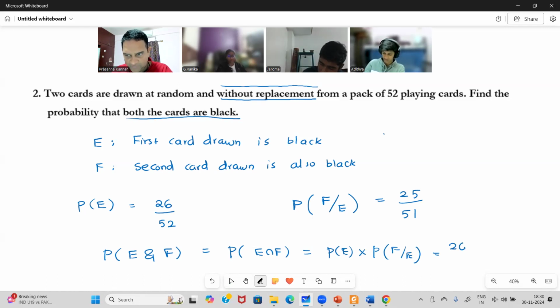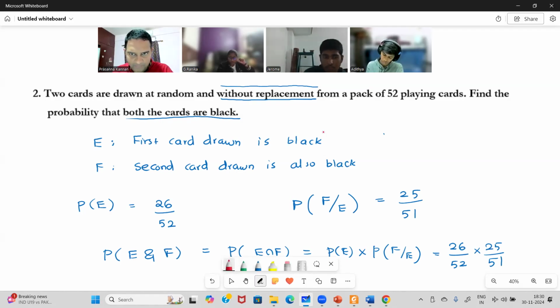Yes. So what is it? 26 by 52 multiplied by 25 by 51. Have you been observing, Jerome? Sir, I didn't understand how is it dependent, sir? Okay, I'll come to that. So it is 1 by 2. So the answer is 25 by 102. So the final answer is 25 by 102.